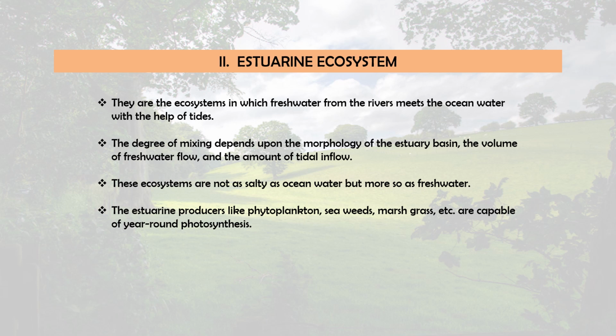And the producers which are found in these areas, like phytoplankton, seaweeds, and marsh grass, are all capable of year-round photosynthesis. And the animal community is mainly dominated by bottom fauna of crabs, shellfish, and annelids. Sharks, dolphins, and rays are also found here.